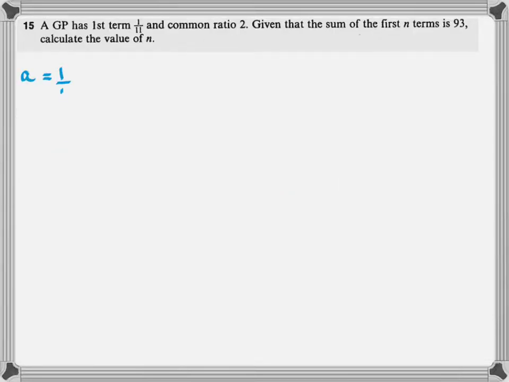The next question is about a GP that has a first term of 1 over 11, a common ratio of 2, and the sum of n terms is 93. Now A is given, R is given, the sum of n terms is given. What is missing? They are asking us to calculate the value of n.